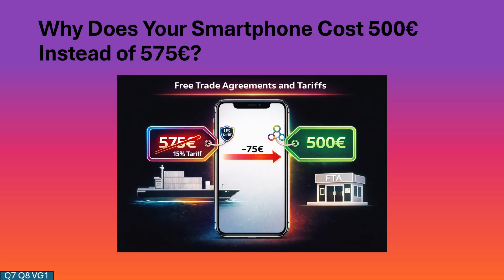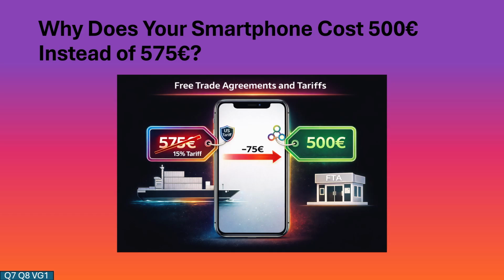This smartphone retails for €500, yet without a free trade agreement, its price would be €575. The extra €75? A 15% import tariff on electronics, added by governments to the product's value. This tariff isn't a tax you see on receipts. It's a cost importers pay and factor into the final price.